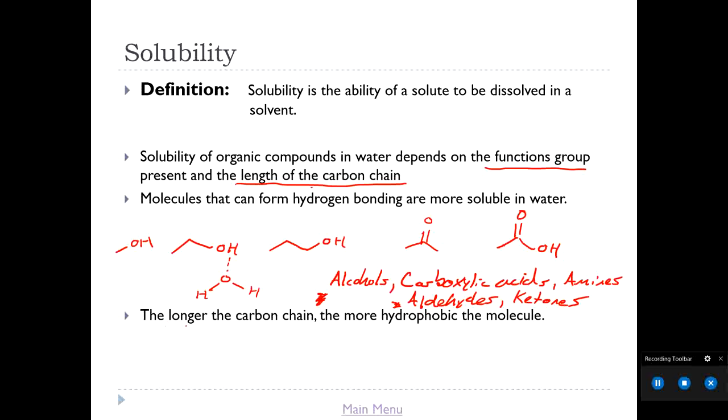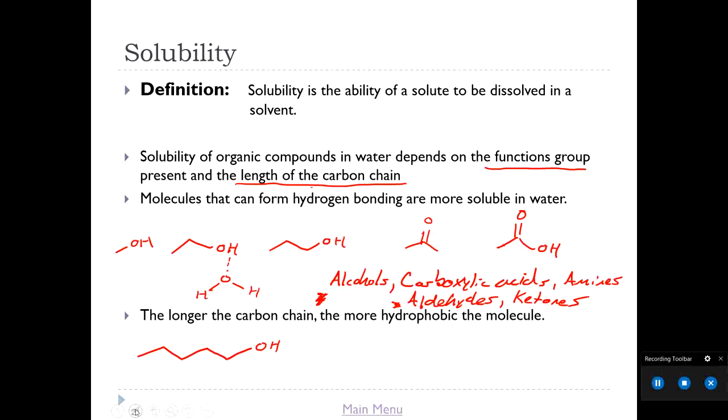Secondly, the longer the carbon chain, the more hydrophobic a molecule. Up here I mentioned that methanol, ethanol, and propanol were all soluble in water, but as we get larger, they're not. That's due to the fact that the more carbons we have, the more nonpolar section in our molecule. So for example, if we draw pentanol, 1, 2, 3, 4, 5 carbons and then the 6 is the oxygen, pentanol won't be soluble in water.